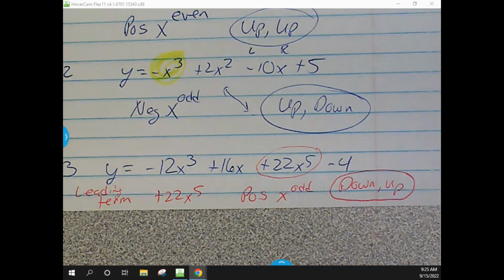Okay, and for those questions in Math Excel, it's going to be really easy. They're going to give you 4 options, and you just have to pick which of the 4 options it is. Is it going to be up and up, down and down, down up, or up down?